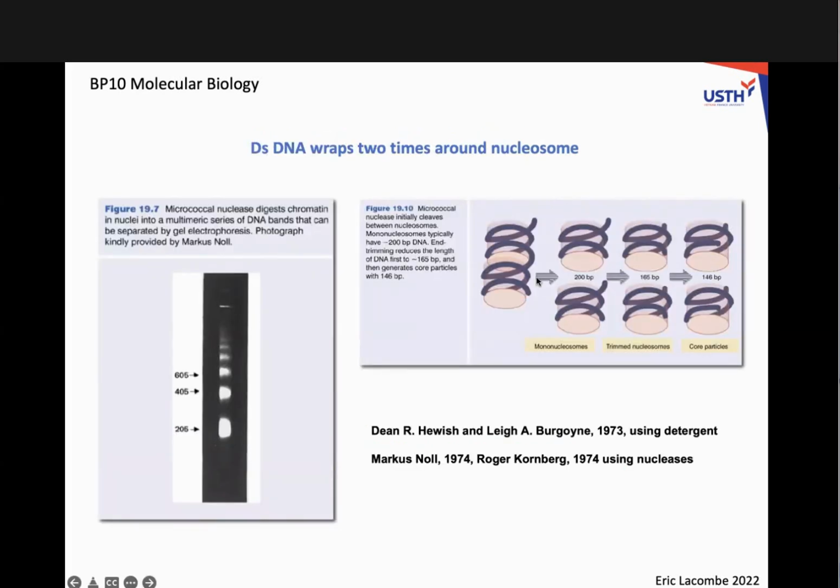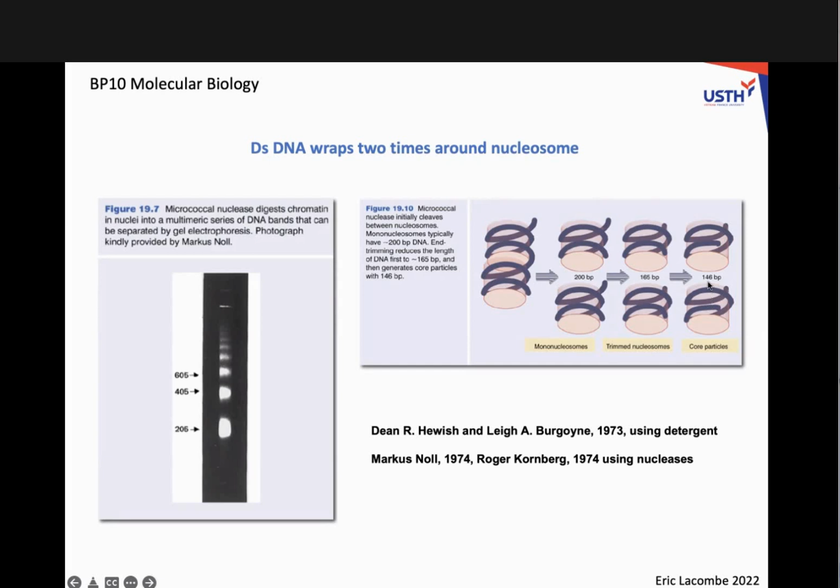Okay, so this is a little bit more detail about the analysis of the structure of the nucleosome. It's just for your information, you don't really need to remember how it was done. It was just to show you that these nucleosomes have been studied for a very long time, but with very basic strategies. It was using nuclease in 74, I was only 3 years old, or using detergent. And it has been done like that.